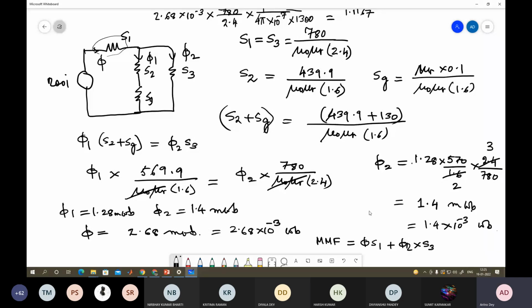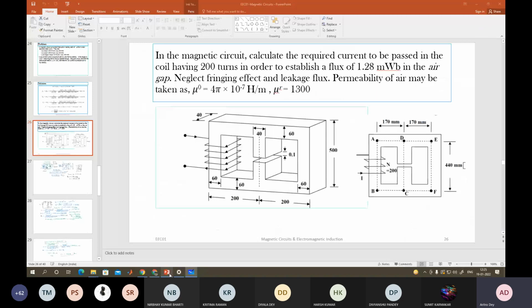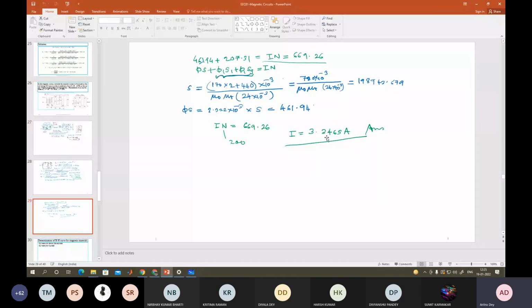Let me check what is the value. Yes, it is solved actually. Value has come to be something, 3.34. How much you got? 2 point something. Sir, I think I have made a mistake then. 2.65 I have got. Maybe a lot of calculations are required actually.